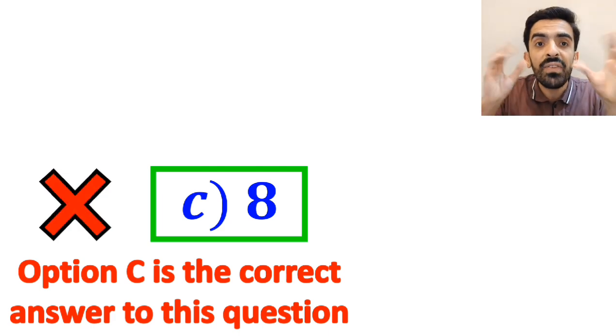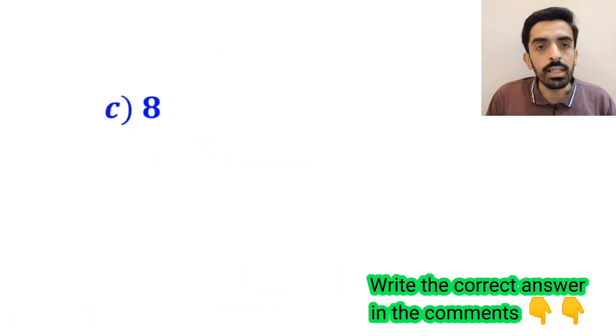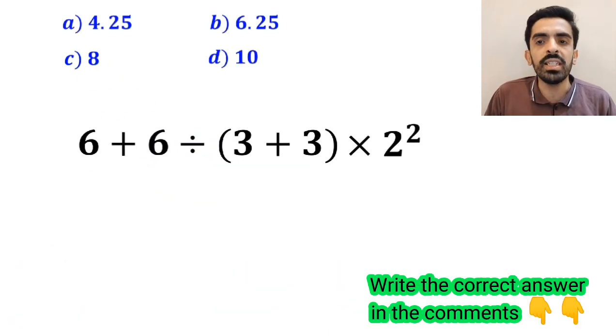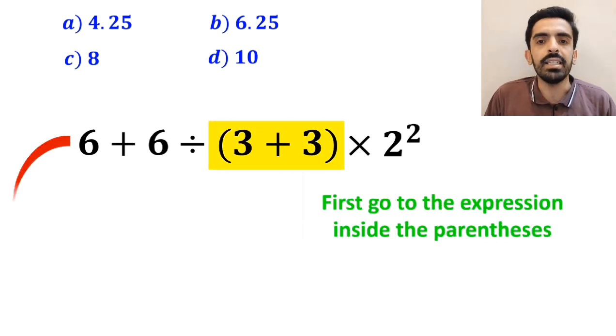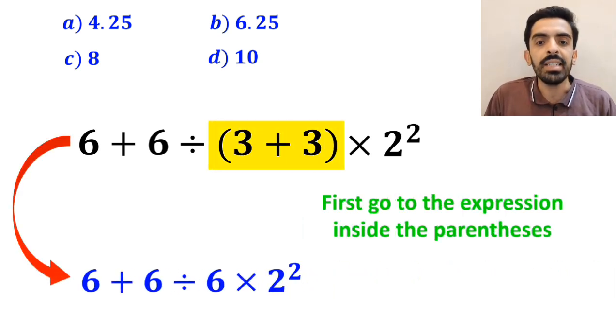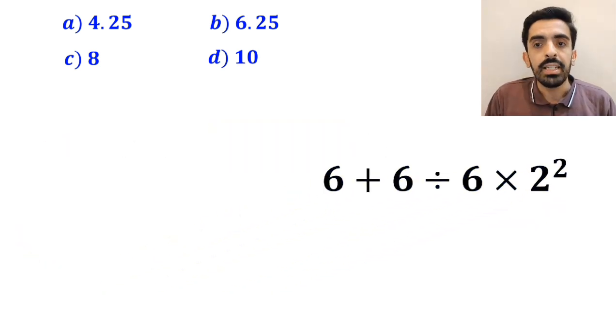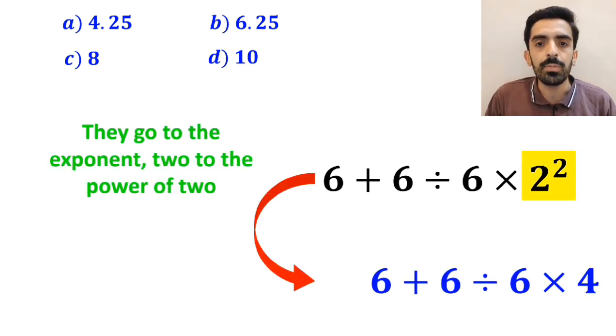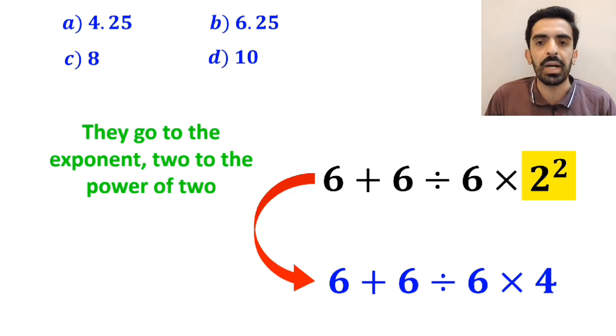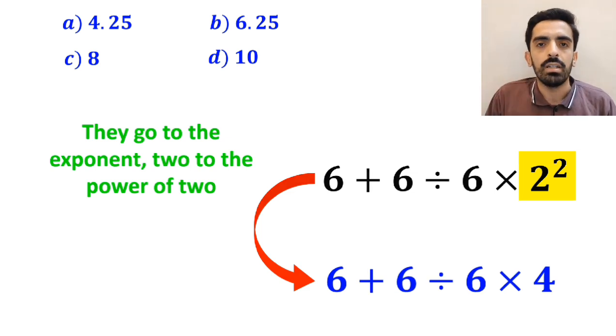But that's definitely wrong. Also, some other people, to solve this question, first go to the expression inside the parentheses, and instead of this expression, they write 6 + 6 ÷ 6 × 2². In the next step, they go to the exponent 2² and simplify it to 6 + 6 ÷ 6 × 4.